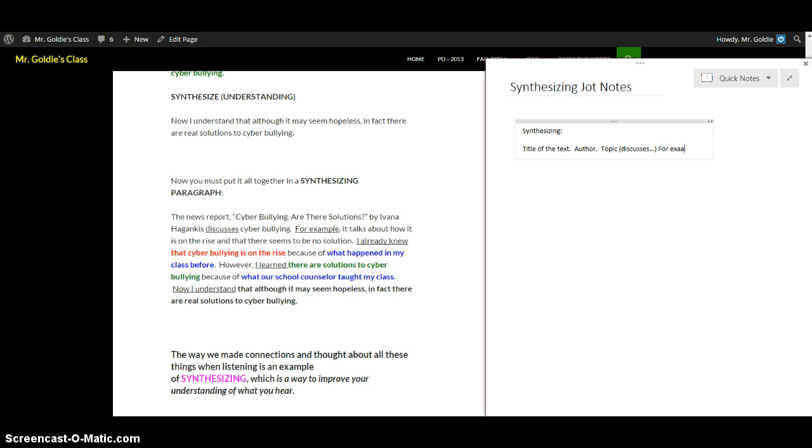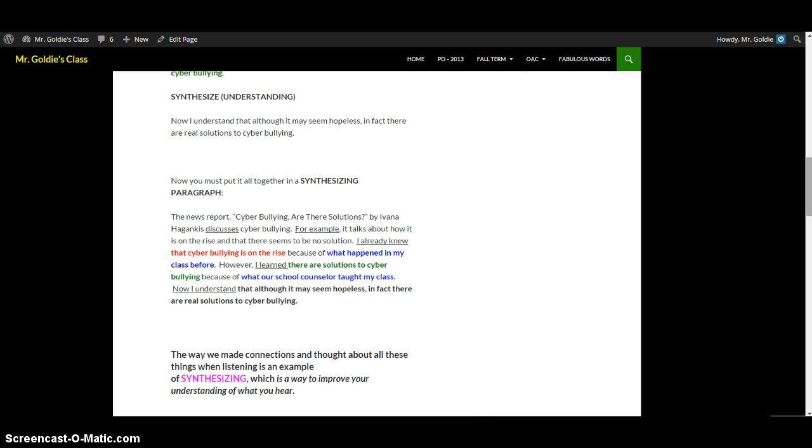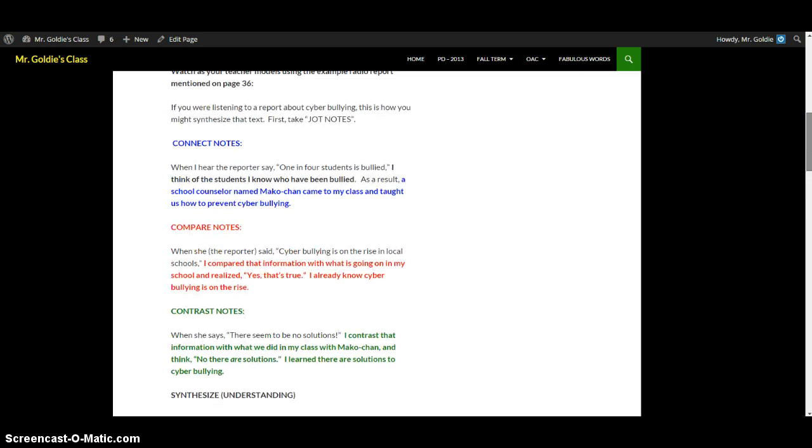For example, dot dot dot. Okay. It talks about how it is on the rise and there seems to be no solution. So you give an example of what it talks about. The next thing you're going to say is, I already knew. So you're making notes about, or you're writing about what you already knew.